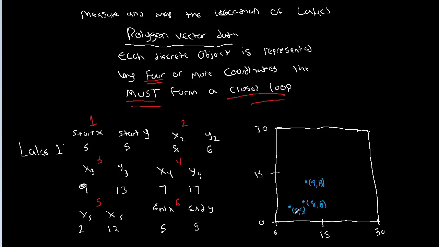Right, then we started to come back a little bit, still increasing in the y. So this is going to be 7, 17. Right, then we went 2, 12. So we're like right here. Right, and then we finally went back to the end, 5, 5.